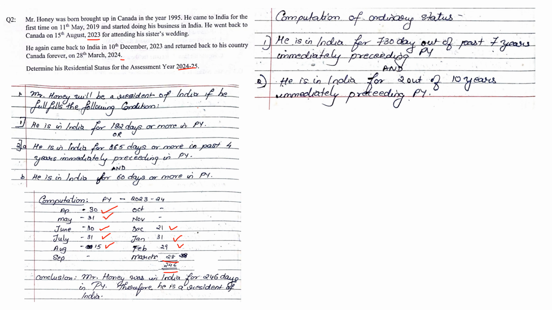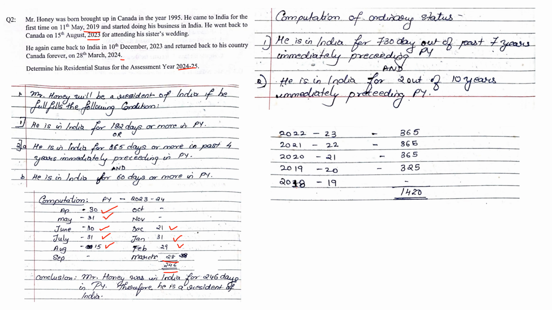So what we do here is, immediately preceding the previous year, so ignore the previous year. We ignore 23-24 and go ahead of that. That will become 22-23, 21-22, 20-21, 19-20 and so on. But he came to India for the first time in May 2019. So from 1920 onwards he was in India basically, not before that. So in the computation, okay, 18-19.